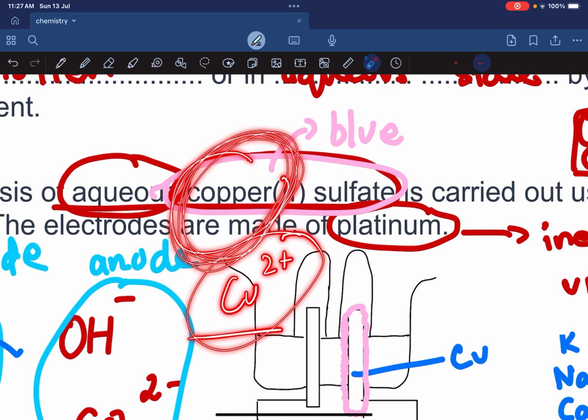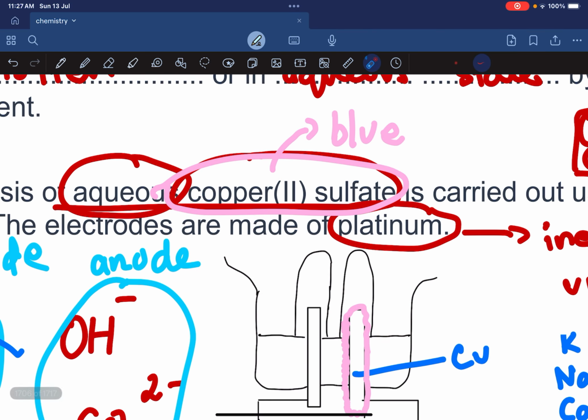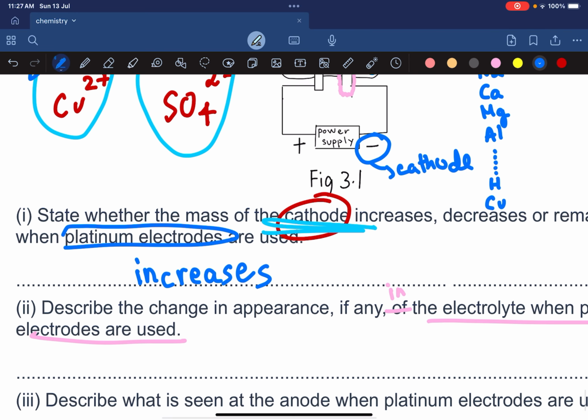So because of these copper ions, you should know that copper is a transition element, and transition elements form colored compounds. Because it's blue in color, your copper sulfate over here is all going to be blue in color. But what's happening during the electrolysis? They're asking if there's going to be any change in the appearance.